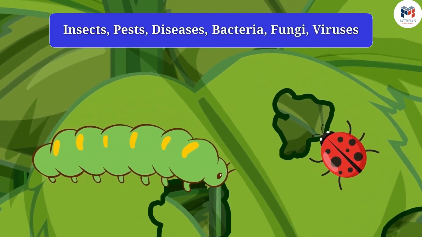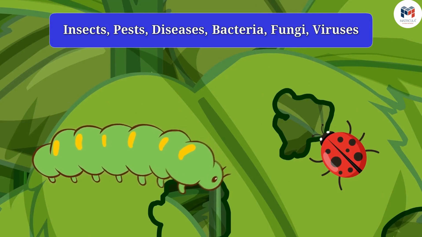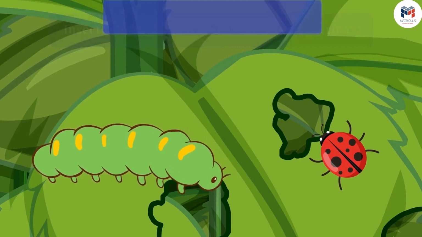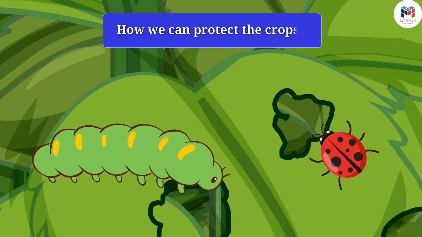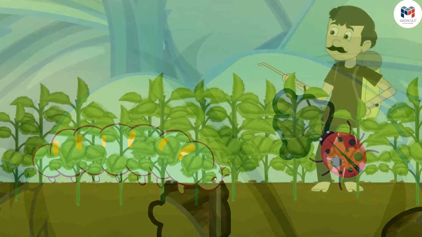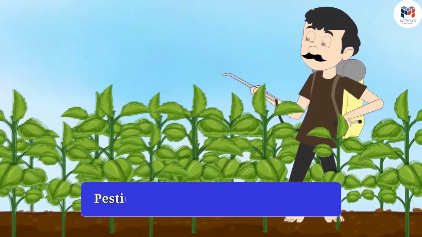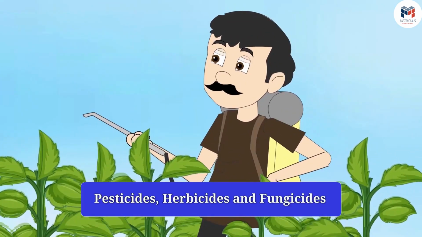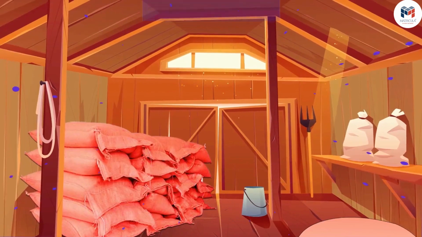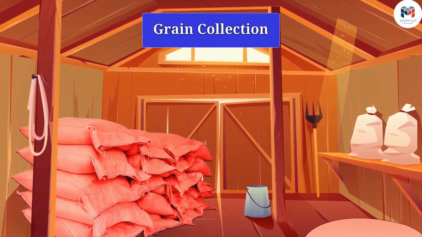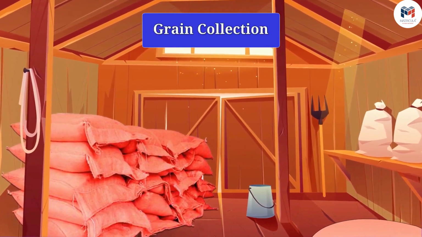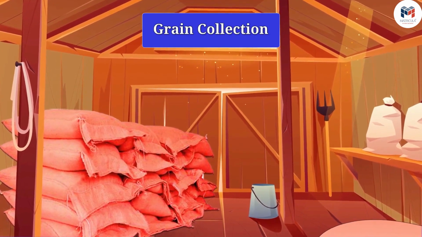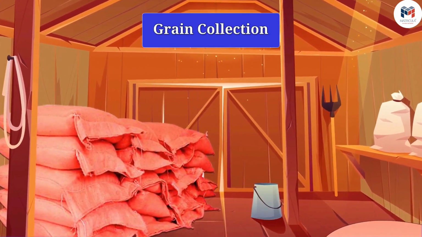Diseases in crops are caused by bacteria, fungi, and viruses. Do you know how we can protect the crops from them? By spraying chemicals such as pesticides, herbicides, and fungicides. Friends, if the crop is not stored properly after harvesting, it also destroys the crop. Therefore, grains should be stored properly.